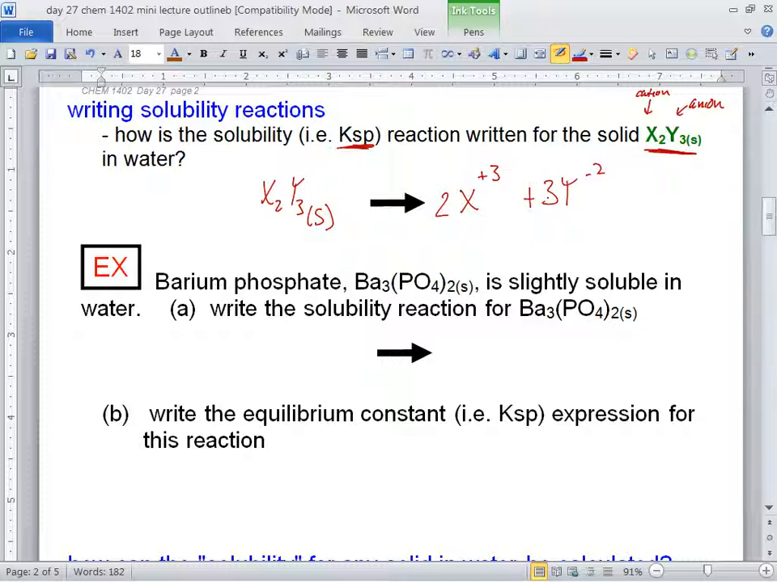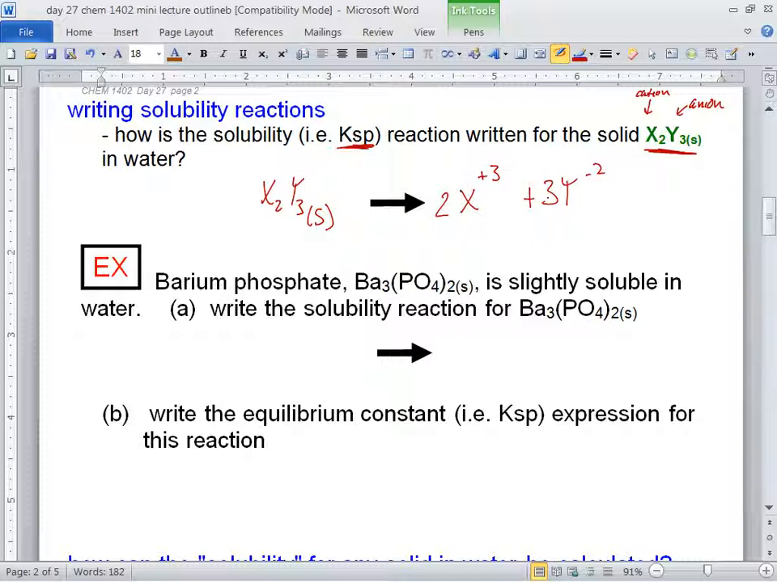How do you write all KSP reactions? We have to remember that. It's just like, how do you write a Ka reaction? How do you write a Kb reaction? Now you have to know how to write a KSP reaction. If you don't write it in this format, all your work is just a waste of time, because that's how the Ks are formatted.